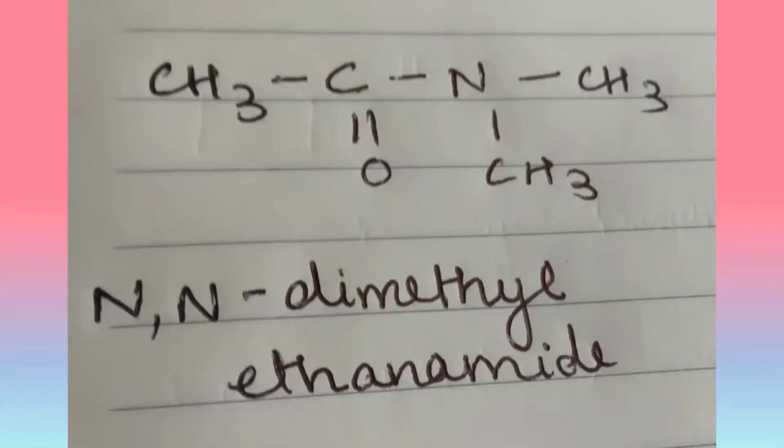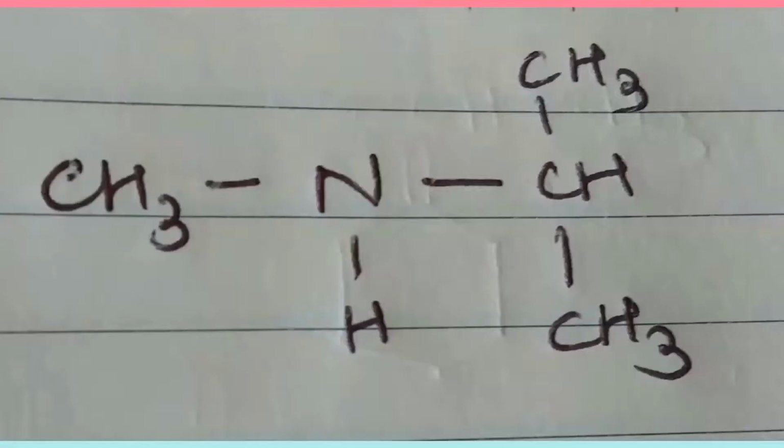So here you write it as N,N-hyphen-dimethyl ethanamide. And the suffix for amides is amide itself. So we write it as N,N-dimethyl ethanamide, because there are two methyl groups attached here, and the parent chain has two carbon atoms present in it. So the root word is eth. And so the final name here is N,N-dimethyl ethanamide.